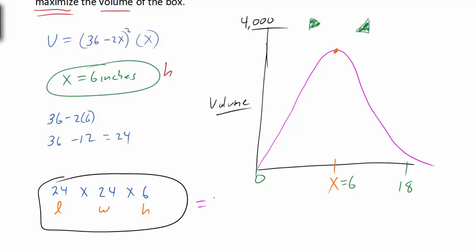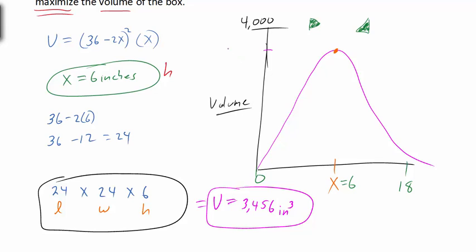And if we want to find the maximum volume, then all you'd have to do is multiply 24 times 24 times 6, and you get 3,456 cubic inches. So if you were actually wanting to know the volume, that would give you the volume of this particular box. And of course, on the graph, that's going to occur right here.